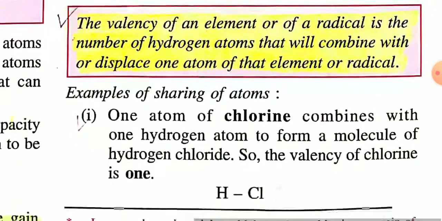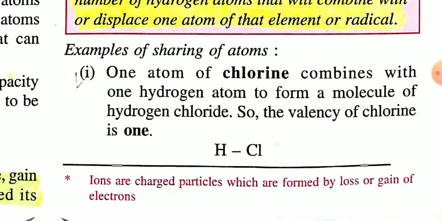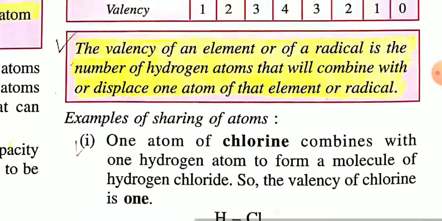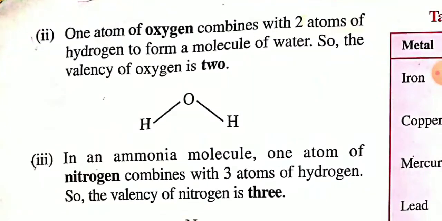For example, in hydrogen chloride, HCl, the chlorine atom is directly attached with one hydrogen atom. So the valency of chlorine is 1, because it combined with one hydrogen atom. Similarly, in water, the oxygen atom combines with two hydrogen atoms. So in water, the valency of oxygen is 2.